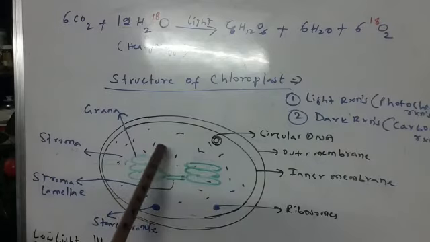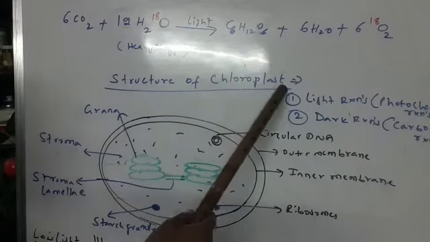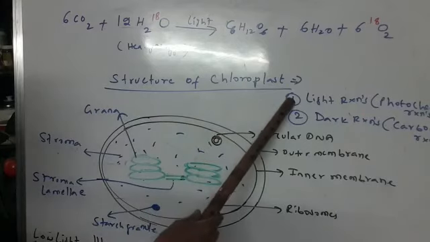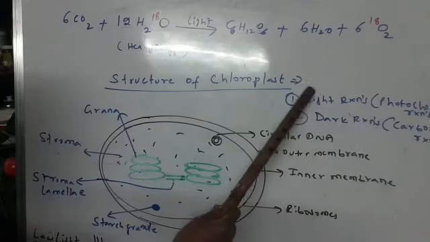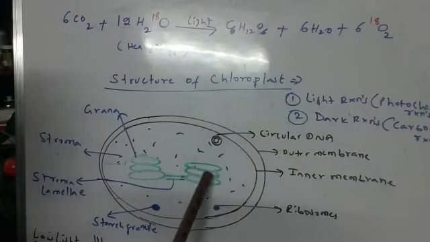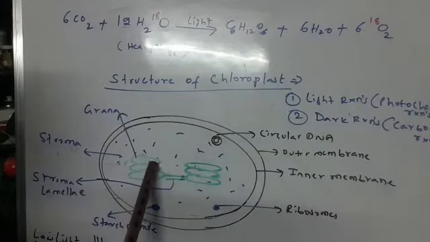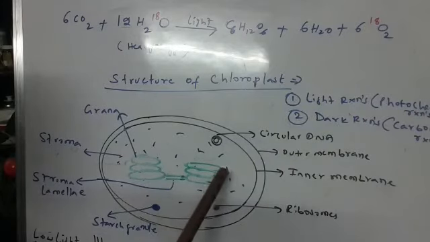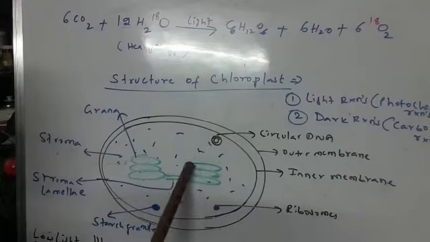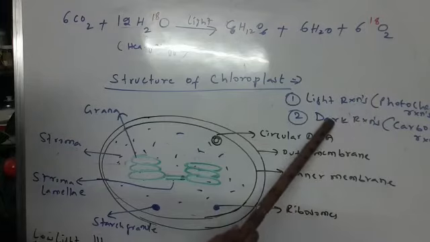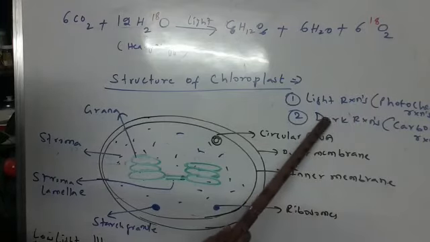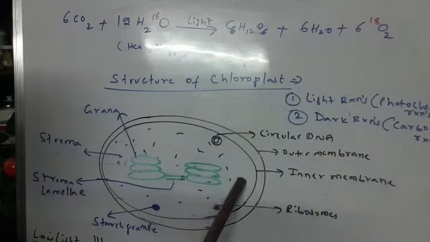Thus photosynthesis takes place majorly in two stages. The first stage is light reactions, which are also known as photochemical reactions. Light reactions occur on the thylakoid membrane, where the light energy is converted into chemical energy, which is ATP and NADPH plus H plus. This ATP and NADPH is known as assimilatory power. The products of the light reactions are utilized by the dark reactions. Where do the dark reactions take place? In the stroma.